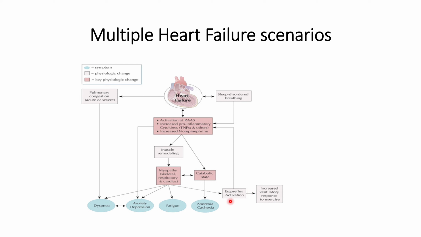That is ergoreflex activation. This ergoreflex activation occurs due to contraction of the muscle, and this will increase the ventilatory response to exercise. Because of the contraction, the heart now has to do more work in order to do the normal function, and if this contraction crosses beyond the threshold capacity of the heart, then it might lead to heart failure.